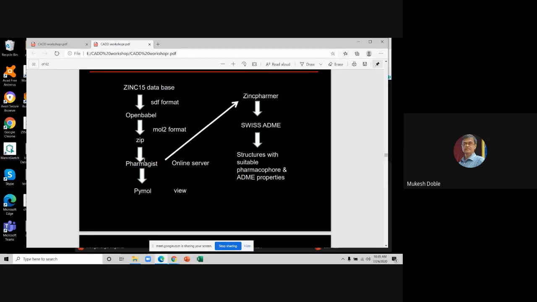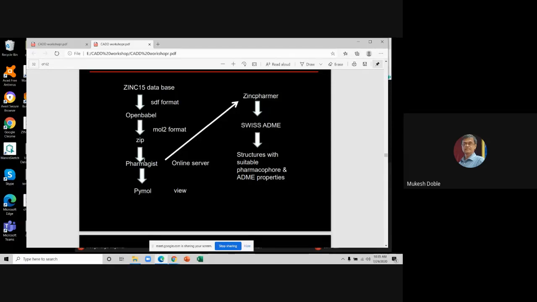Then as an organic chemist or a medicinal chemist, you can synthesize those molecules, go to the lab, and then test their activity. So this is the entire workflow, how it works. If the structure is available in the Zinc database or any other database, we can download the SDF file.